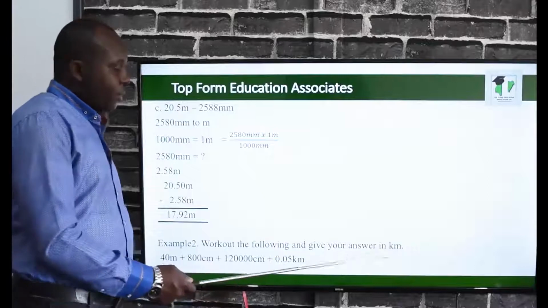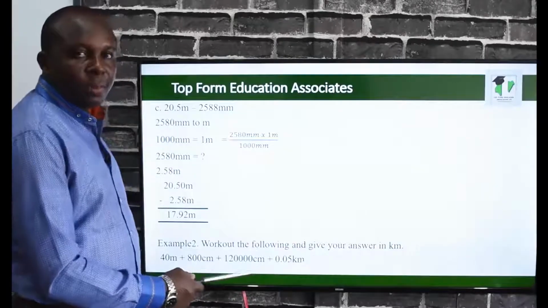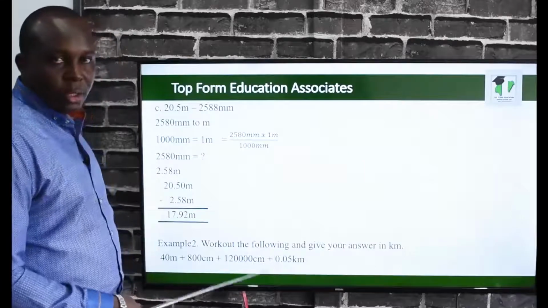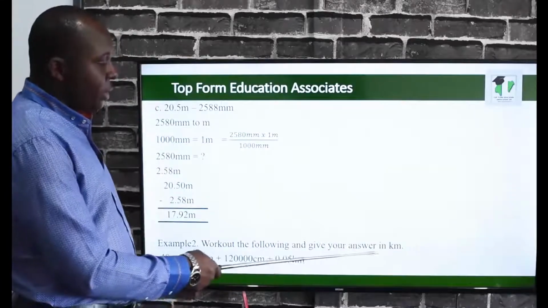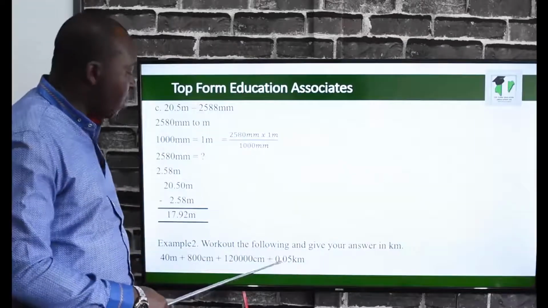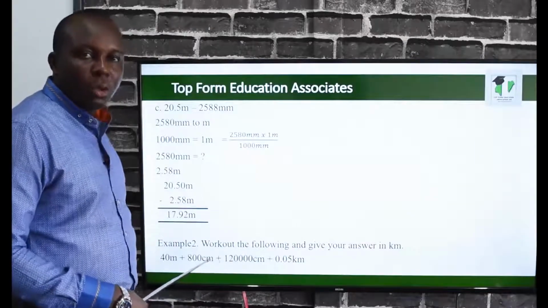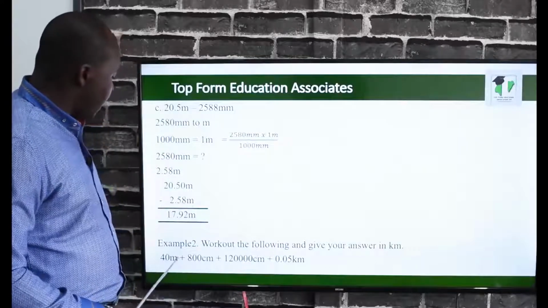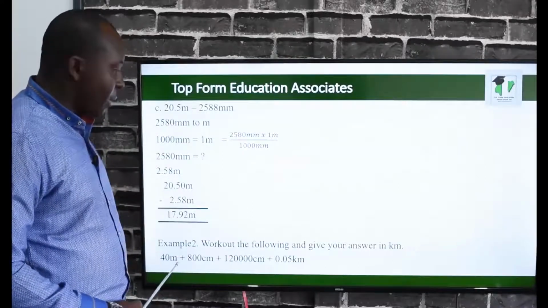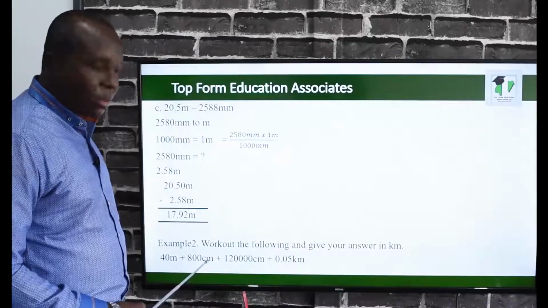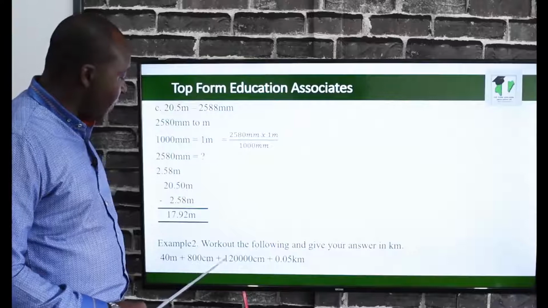Don't forget, I've told you, if the unit is not specified, we convert to any unit of our choice. But here, the unit is stated, which is kilometer. So that means we are converting all the units that are not kilometer to kilometer. So let's look at it. 40 meters, we are converting this 40 meters to kilometers, plus 800 centimeters, we are converting 800 centimeters to kilometers.